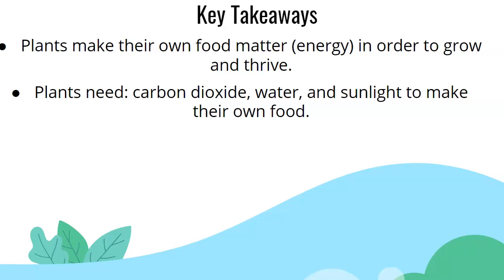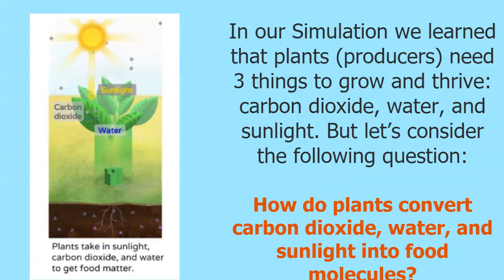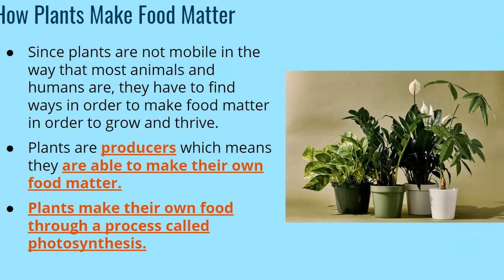Plants make their own food matter or energy in order to grow and thrive. Plants need carbon dioxide, water, and sunlight to make their own food. Now, in our simulation, we learned that plants, which are our producers, need three things to grow and thrive: carbon dioxide, water, and sunlight. But let's consider the following question. How do plants convert carbon dioxide, water, and sunlight into food molecules? So, how do plants make food matter?